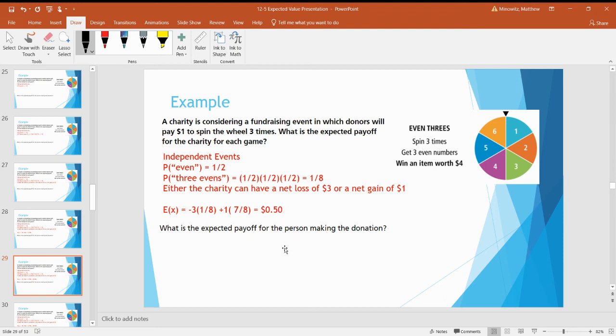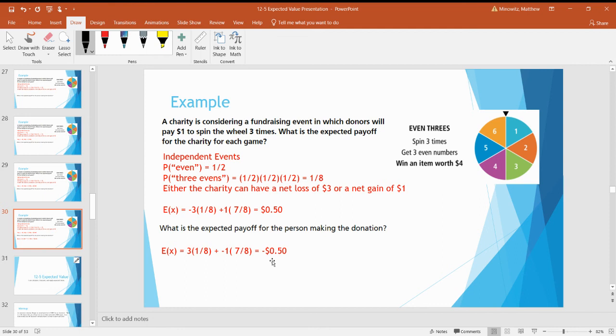Now, if we look at it from the person's point of view, the reverse is true. They win $3 1/8 of the time, they lose $1 7/8 of the time. So they should expect to lose 50 cents each time they play. Now, they can't lose 50 cents. They're either going to lose $1 or win 3. But on average, if they play the game thousands of times, every time they should expect 50 cents less than what they had previously.